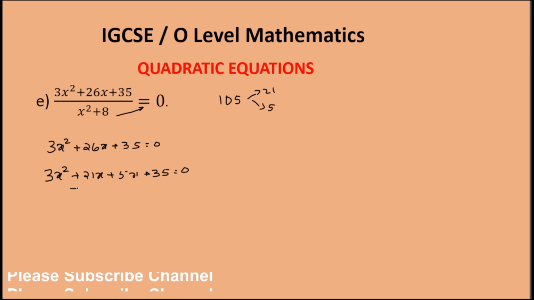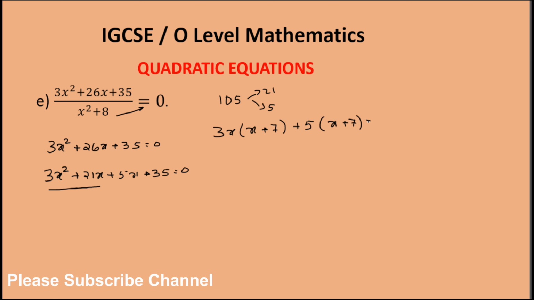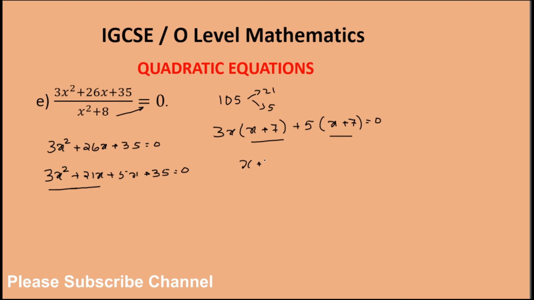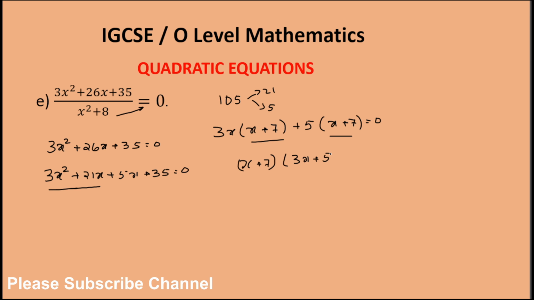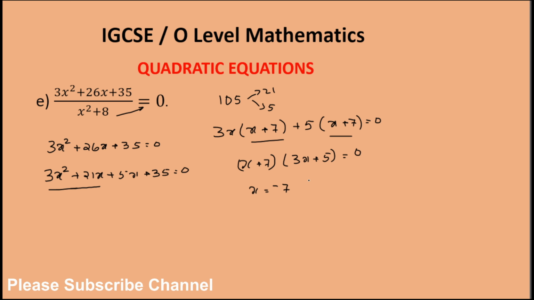From the first two terms, we can take 3x as common, and remaining we get x plus 7. From the second two terms, we take the common factor 5 and remaining x plus 7 is equal to 0. From this, we take again the common factor x plus 7, and what is remaining is 3x plus 5 is equal to 0. From this we are getting x is equal to minus 7 and x is equal to minus 5 divided by 3. So these are the two values.